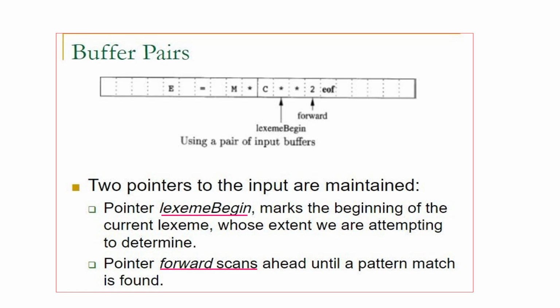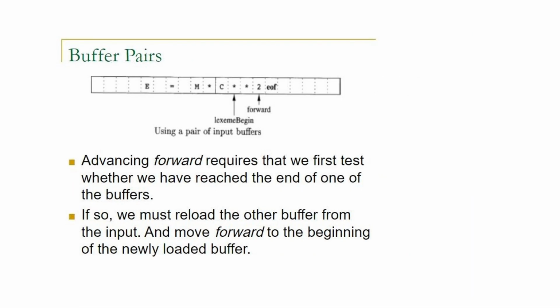So two pointers we are using for the buffer pairs: one is lexeme begin, another one is the forward pointer. Lexeme begin marks the beginning of the current lexeme whose extent we are attempting to determine, and the forward pointer scans ahead until a pattern match is found. Advancing forward requires that we first test whether we have reached the end of one of the buffers. If so, we must reload the other buffer from the input and move forward to the beginning of the newly loaded buffer.